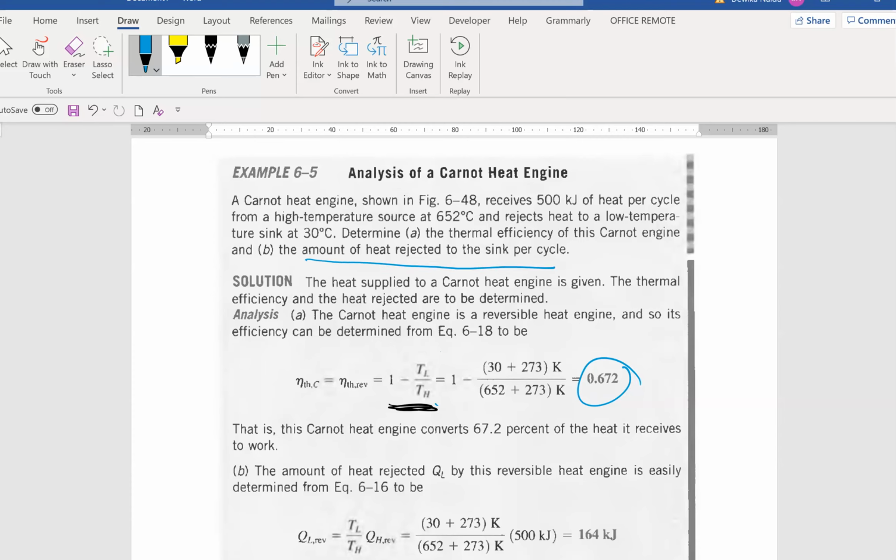What is the amount of heat rejected to the sink? This Carnot heat engine converts 67.2% of the heat received to work. Using the previous formula, you can find QL, because you are given QH, which is 500 kilojoule. Remember, all of these are given in Celsius. You need to change them into Kelvin; you cannot just use Celsius. That's how this works here: TL over TH multiplied by the QH reversible. So you get 164. We have answered this question.